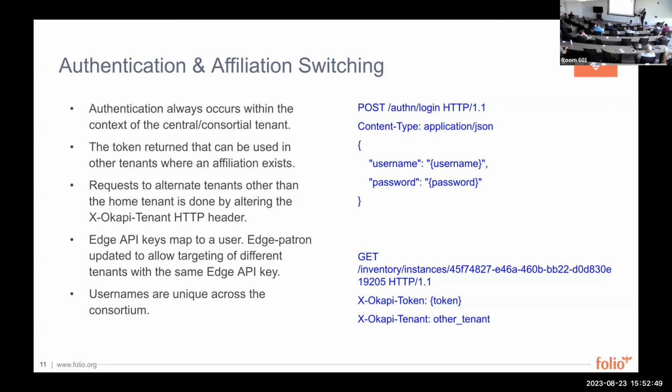Also, Edge API keys, they would map to specific users, and they too can allow targeting to different tenants. So imagine I have a consortium with 10 users that have an API key. That API key can access all the tenants that the backend user can have. And also usernames are unique across the consortium. Today, it's only unique within one tenant, but with changes we made, it's unique across the consortium.